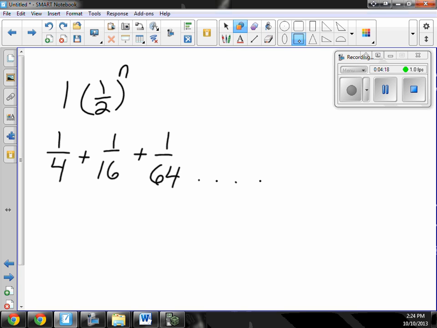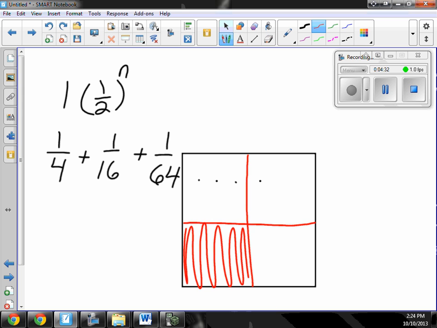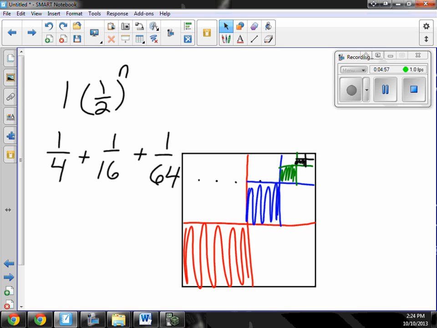So I'm going to draw a square. And for this square, I'm going to color in 1/4 of the square. So I'll color in all of this. Okay? And now I'm going to color in 1/16 of the square. So if I cut my fourth into 4 pieces, and I color in one of those pieces, that's 1/16. 1/64, I'll just cut this into 4 pieces and color it in. The next one. And then I just keep doing that over and over.